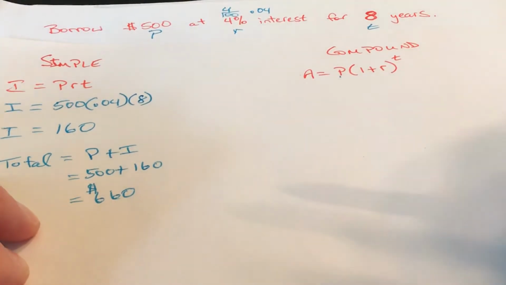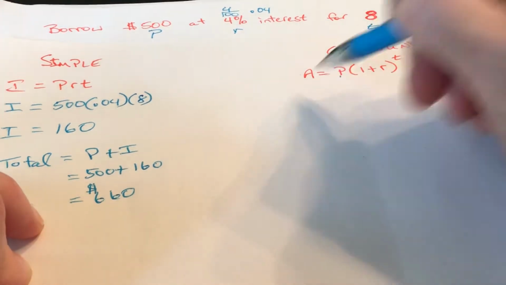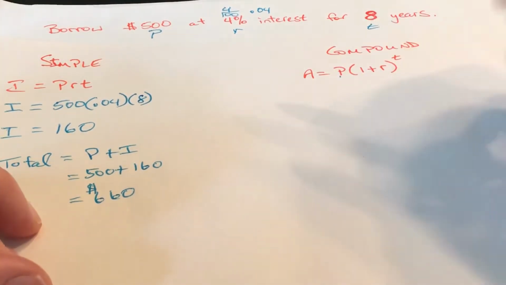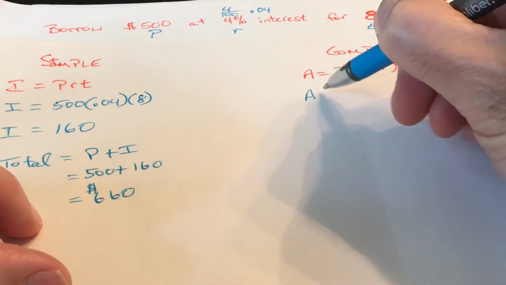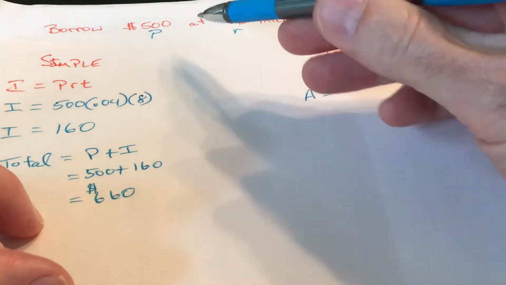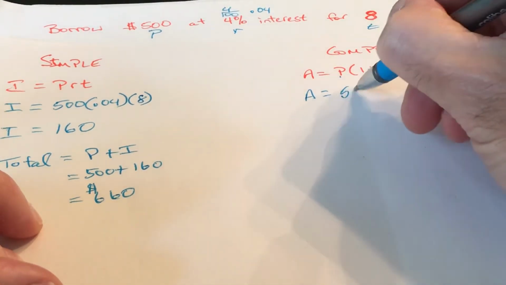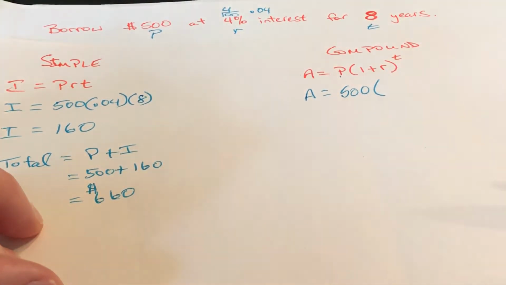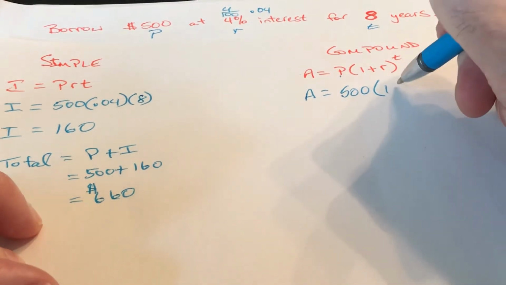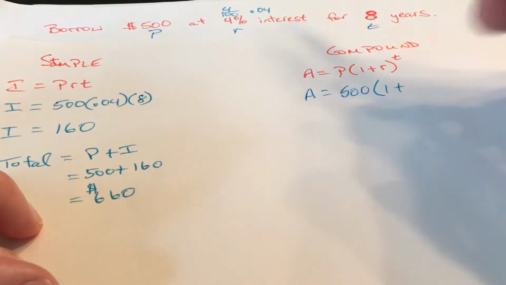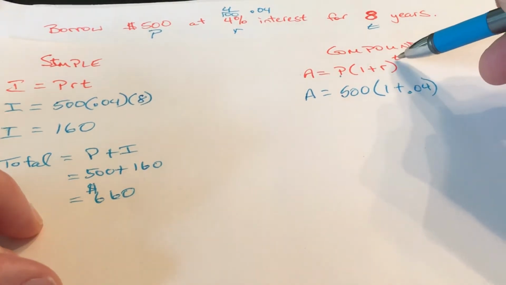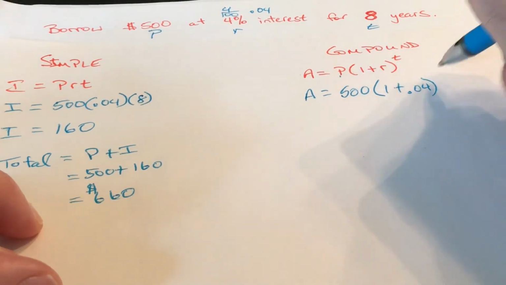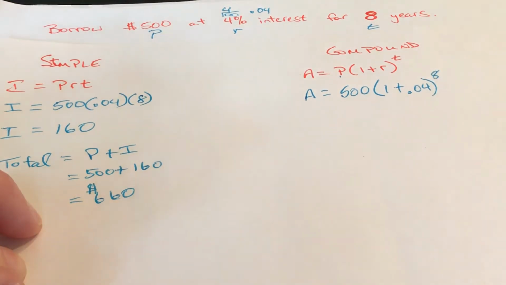Compound interest formula is a little bit more complex, but with our calculator it's still pretty easy to do. So A, again, can be kind of considered our total at the end of our loan. So A equals principal, still $500, that's what we started with. And then in parentheses, we're going to have 1 plus our rate of 4%, or 0.04, and then to an exponent of our T, time, and in this case it's 8 years.